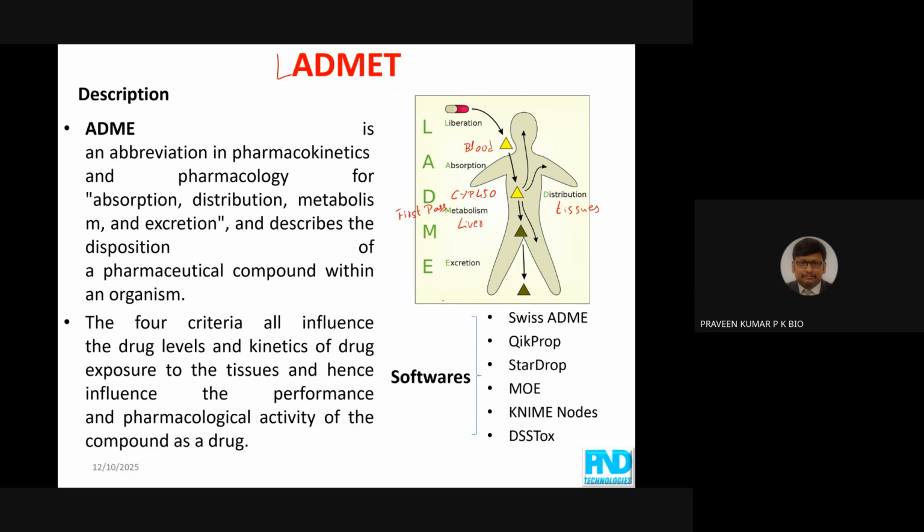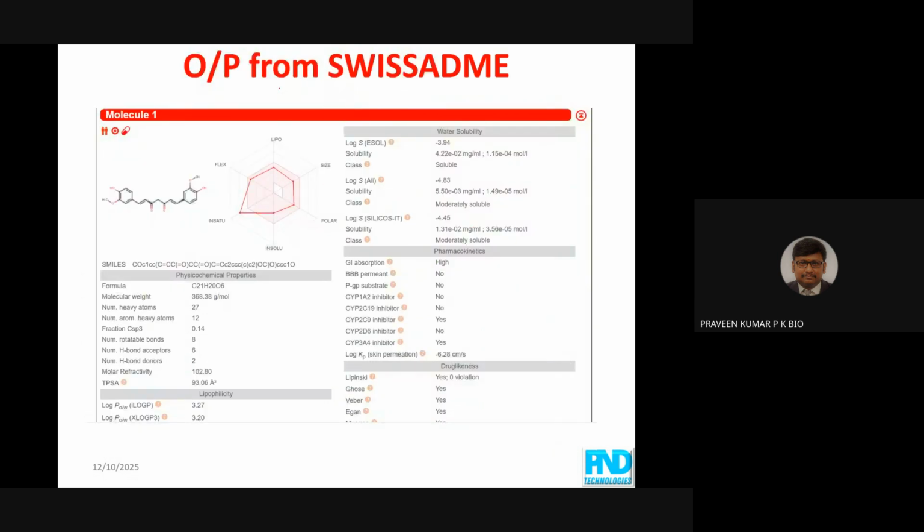So we have different online tools and databases to check these LADMET properties. The popular software we use is SwissADME, and a few other commercial tools. But we have free tools to work with, so why should we worry about the commercial part? Now let me take you to SwissADME. This is an output of SwissADME. Once again, I have given curcumin as input. Whatever I feed in a canonical SMILES format is the input for this tool.